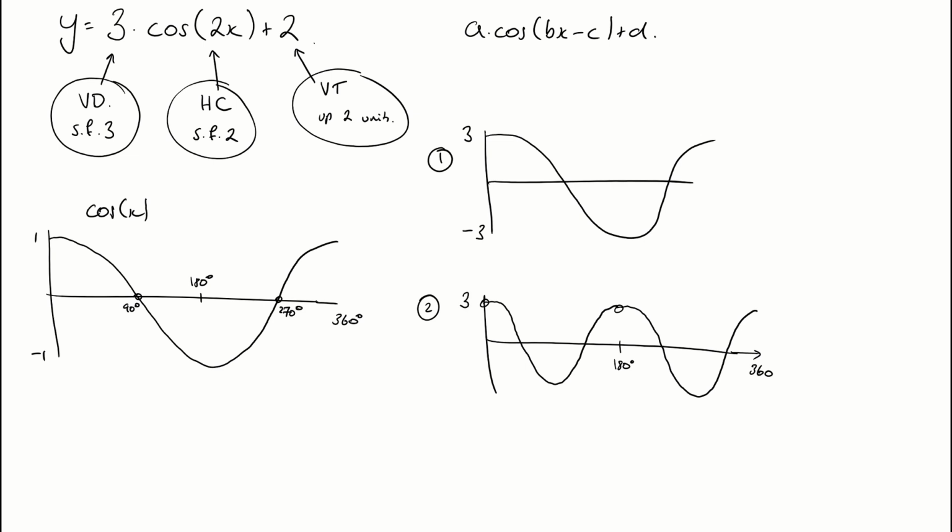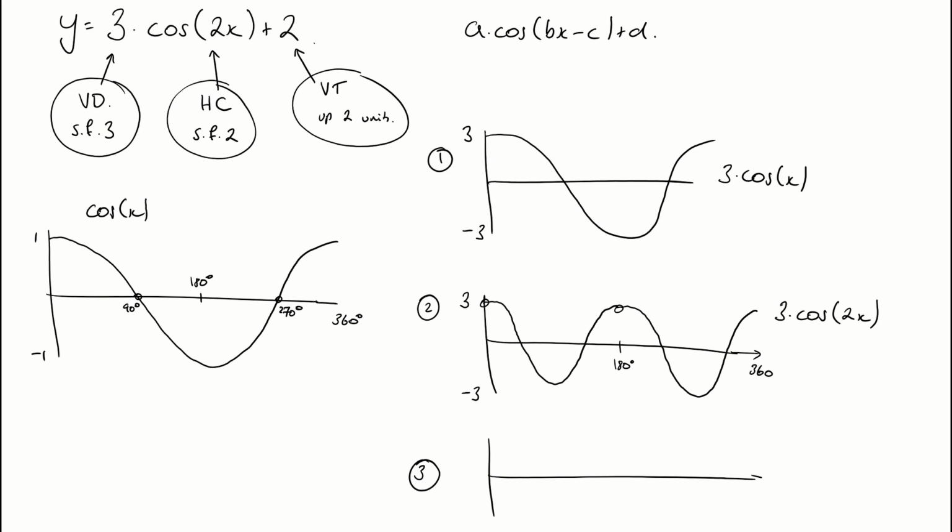Again, I'm running from 3 to -3. So this would be 3 times the cosine of x. This would be 3 times the cosine of 2x. Now I just need to add my 2, so I need to do my vertical translation now.